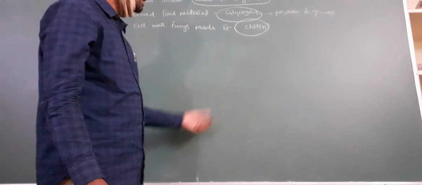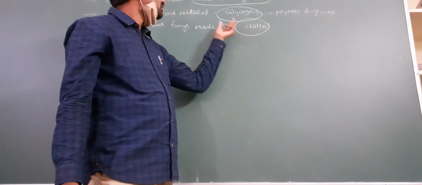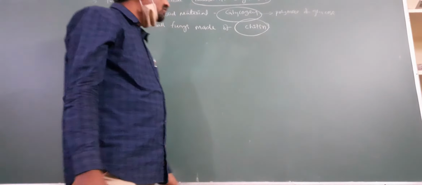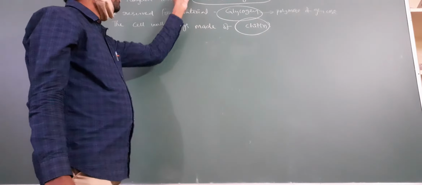And the cell wall of fungi is made up of chitin material. But in the case of plants, the cell wall is made up of cellulose. Here in the fungi, the cell wall is made up of chitin material. So these are the important characteristic features of fungi.